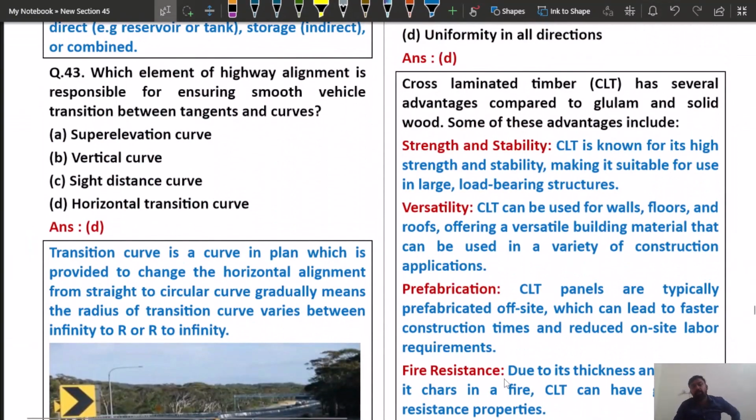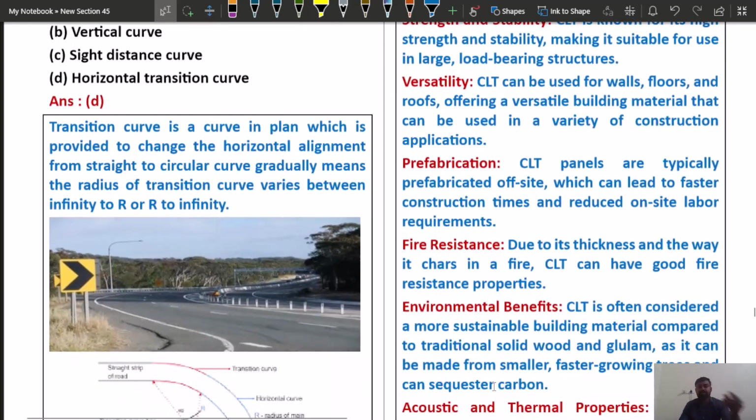Which element of highway alignment is responsible for ensuring smooth vehicle transition between tangent and curves? The question is asking, in highway alignment, which curve is responsible for ensuring the smooth vehicle transition between tangents and curve? Options are given: super elevation curve, vertical curve, sight distance curve, and horizontal transition curve. So what is a transition curve? A transition curve is provided to change the horizontal alignment from straight to circular.